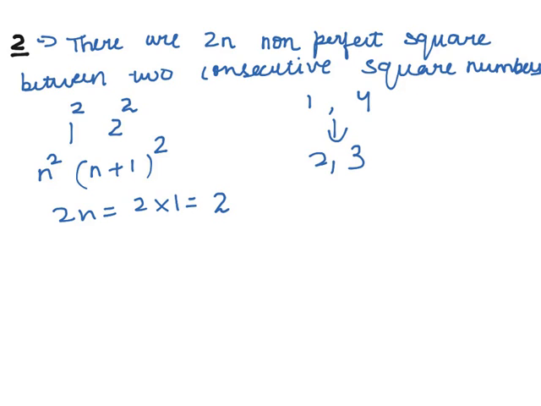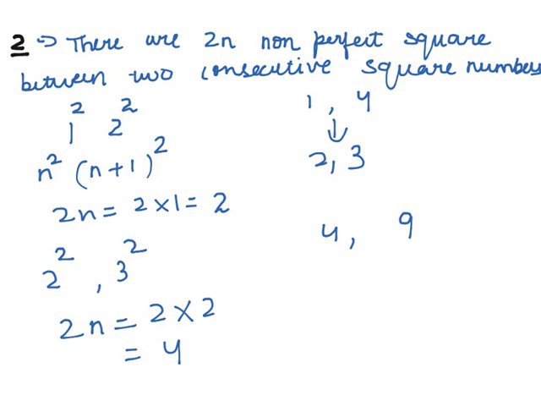Let's take another example. Suppose we have 2 square and 3 square. In that case, n is 2. How many non-perfect squares should there be? 2n, meaning 2 times 2, which is 4. Now, 2 square gives us 4 and 3 square gives us 9. The numbers between 4 and 9 are 5, 6, 7, 8. All these numbers are non-perfect squares and the count is 4. So what this property says is, there are 2n non-perfect squares between two consecutive square numbers.